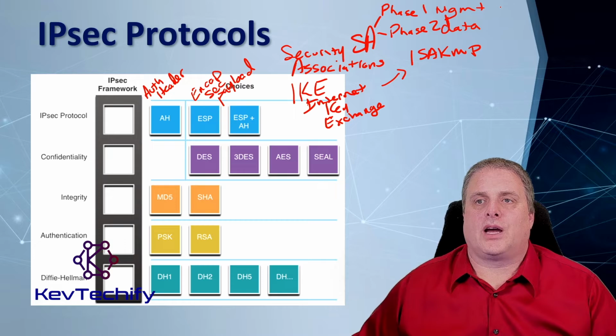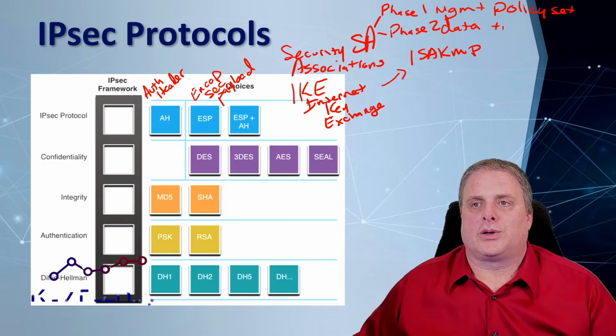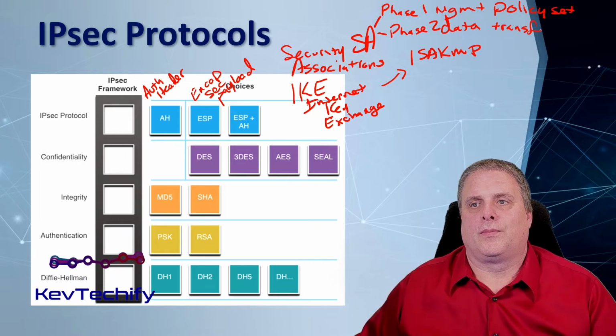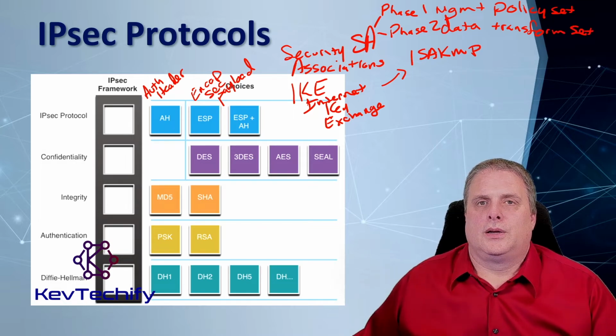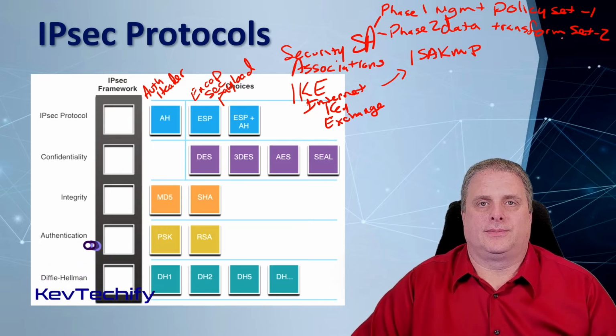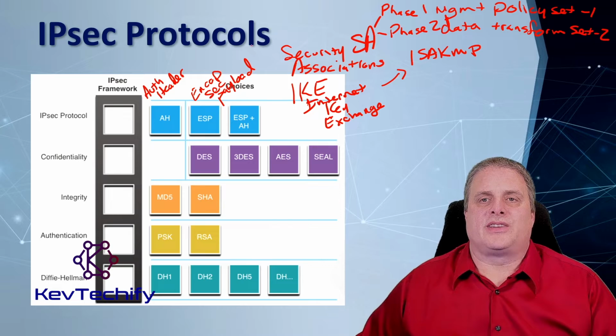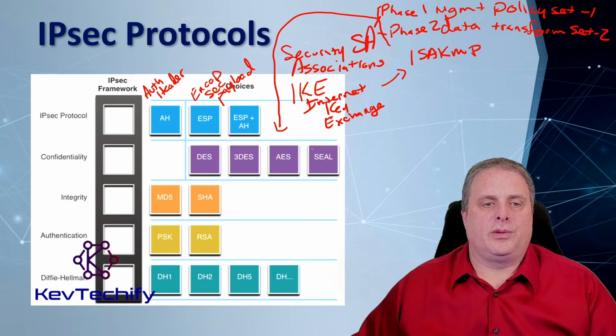Phase 1 creates our policy set, and phase 2 creates our transform set. There's a single policy set, and there's two transform sets, one for inbound and one for outbound. Now, all of this that's set up in phase 1 and phase 2, these are basically all the security settings that we are going to be using.